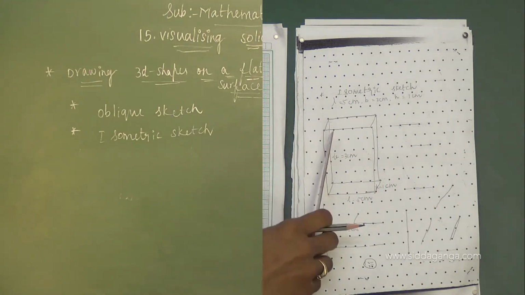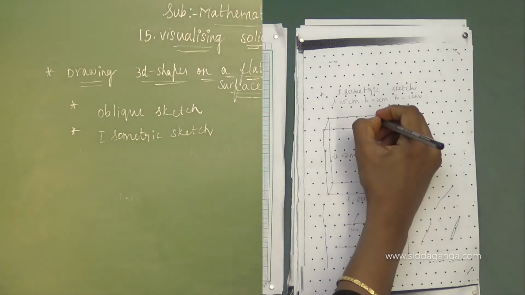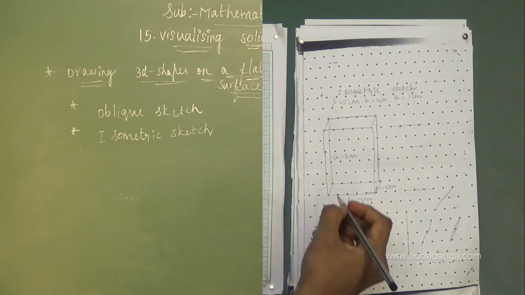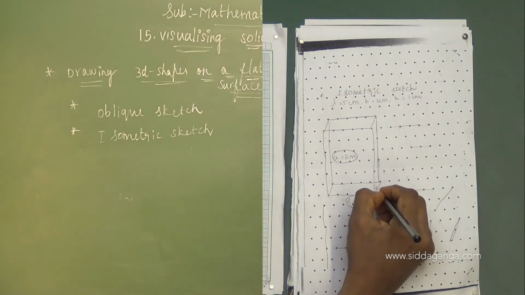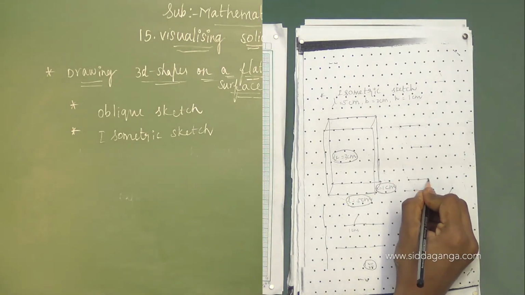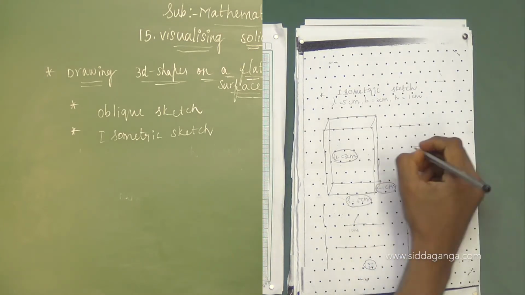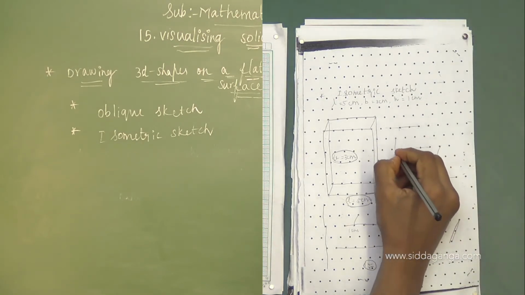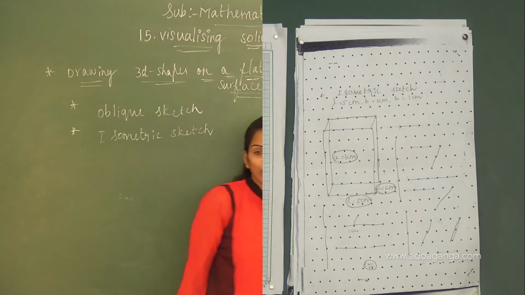On isometric dot paper, you can represent any cuboid or cube with proper dimensions and proper appearance like this. Here length 5 centimeters, breadth 3 centimeters, height 1 centimeter. Length we take as 1, 2, 3, 4, 5, and height 1, and breadth 1, 2, 3. Now let's move on to the next exercise.